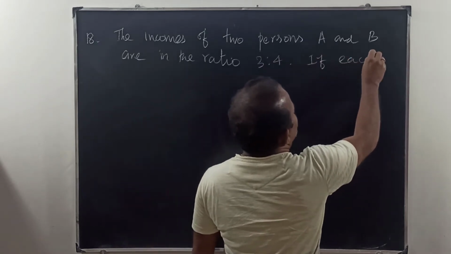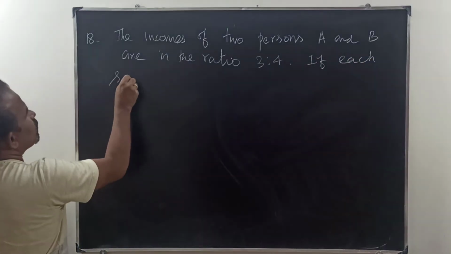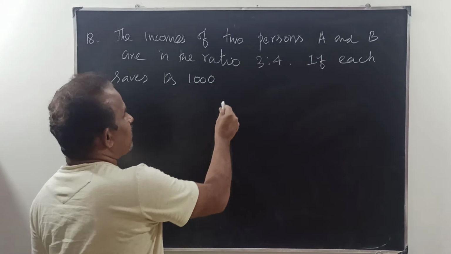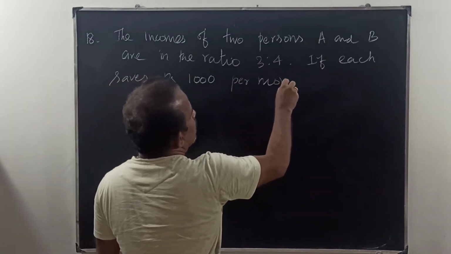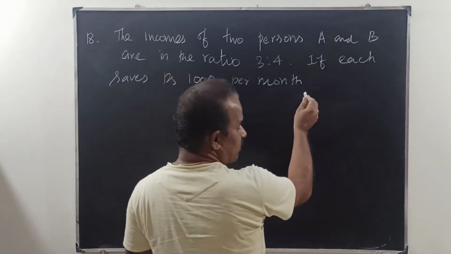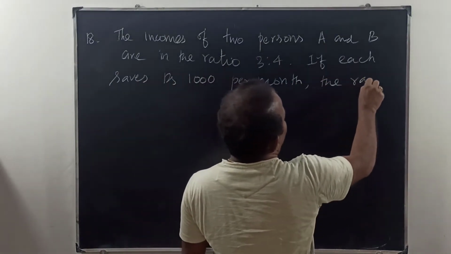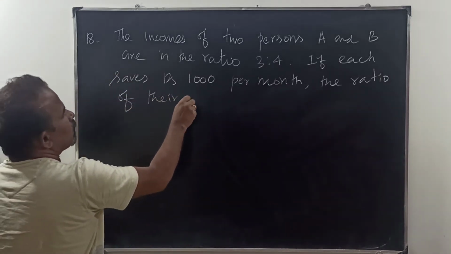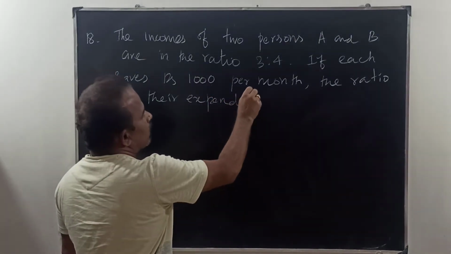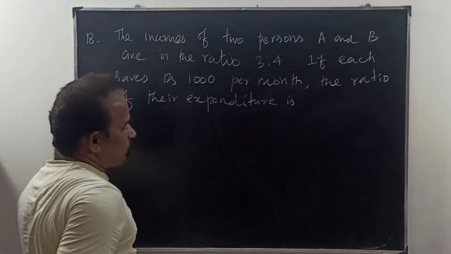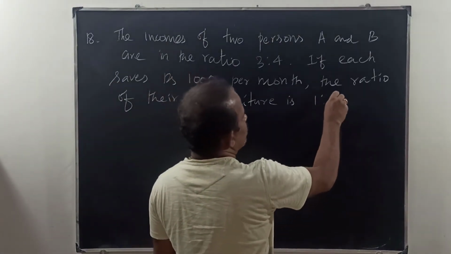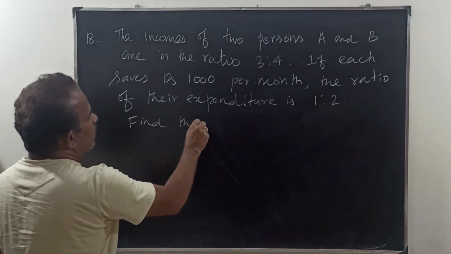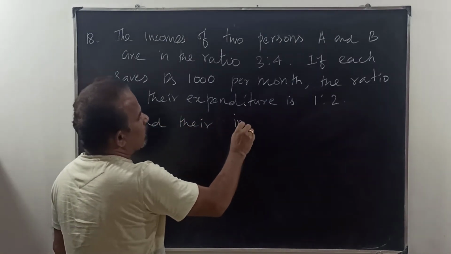If each saves rupees 1000 per month, the ratio of their expenditure is 1:2. Find their income.